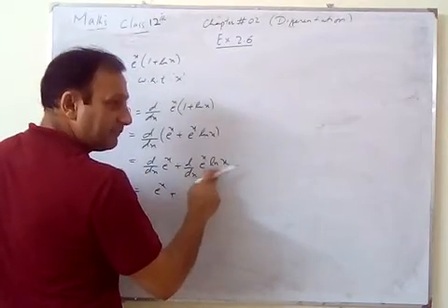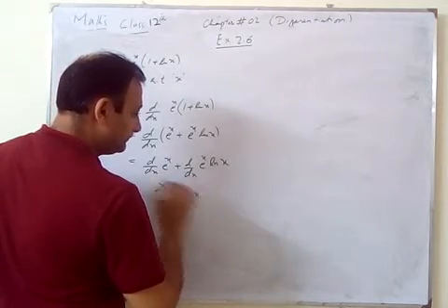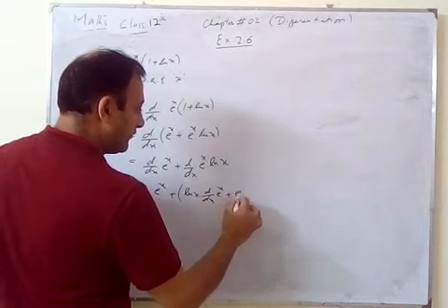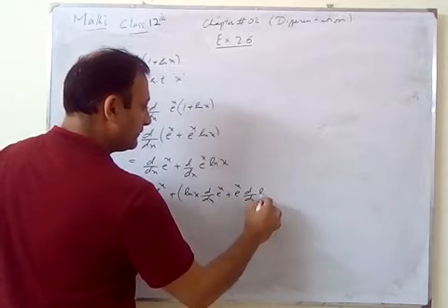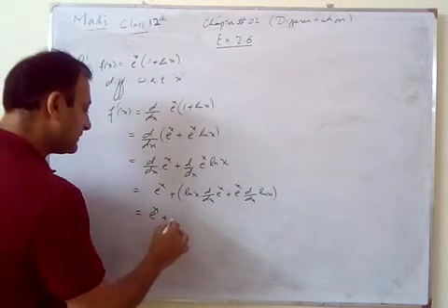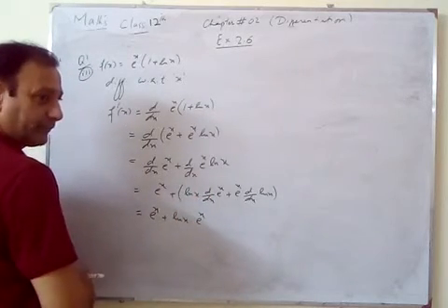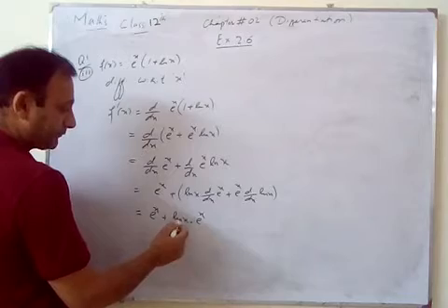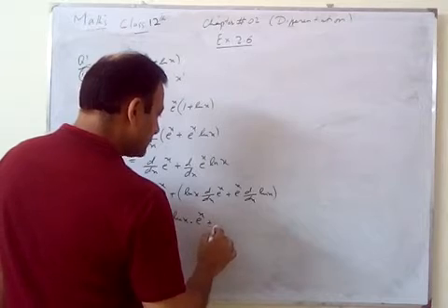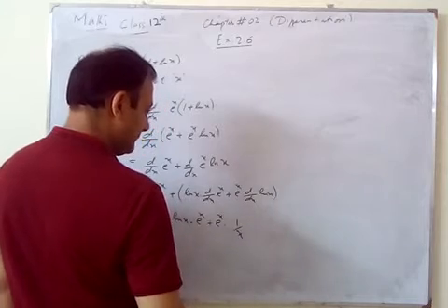Now here we have a product. So in a product, it is second function into derivative of first function plus first function into derivative of second. So e^x plus log x times derivative of e^x, which is e^x, plus e^x, and the derivative of log x is 1 by x.